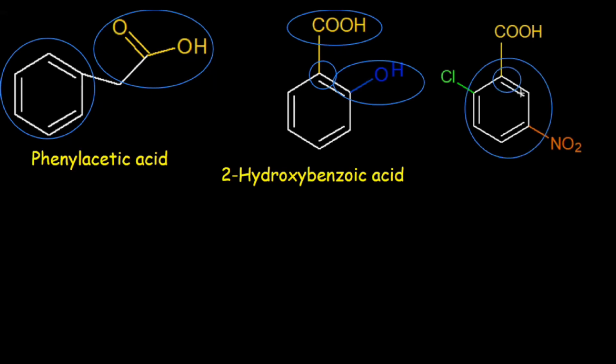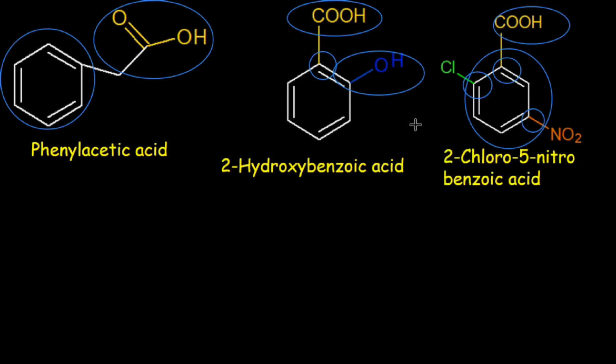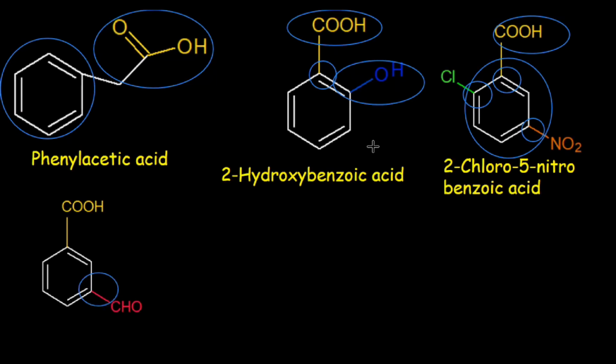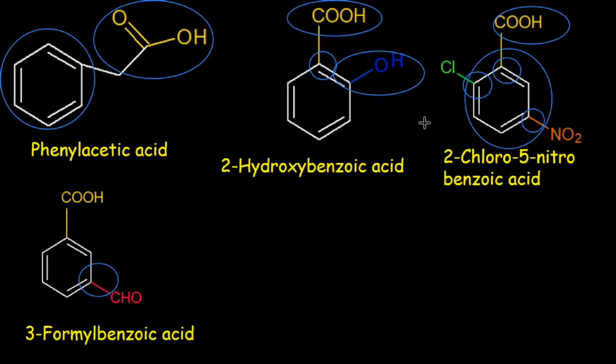Here a chloro group and a nitro group both are present, and the numbering of the heading part would be started from that carbon which is attached to the highest priority functional group. So the chloro group is present at the second position and the nitro group is present at the 5th position. So the name of the molecule would be 2-chloro-5-nitrobenzoic acid. Here at the meta position, or at the third position, there is a formyl group. So the name of the molecule would be 3-formylbenzoic acid.